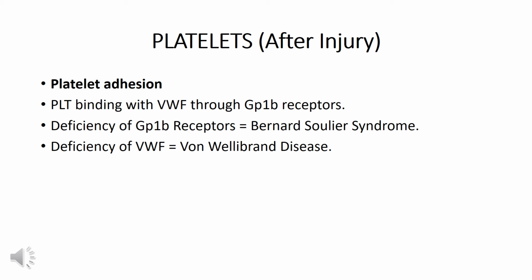Due to deficiency of either of the two, a bleeding disorder occurs, because with deficiency of GP1B or von Willebrand factor, initial platelet plug formation becomes impossible. Then bleeding can occur for a long time. In the next slide you will be able to see a very important and very good diagram to study.